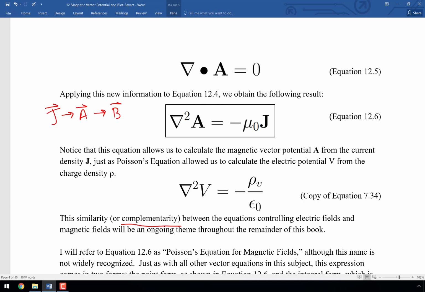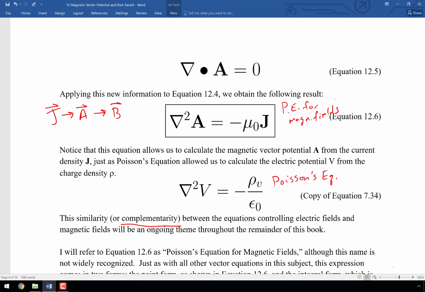So I'm going to refer to this equation 12.6 as, quote, "Poisson's equation for magnetic fields." Just as we have Poisson's equation here, and we don't specify that it's Poisson's equation for electric fields, it's just Poisson's equation because it was the first one that was derived. Up here we have the Poisson's equation for magnetic fields. And so we now have an equation that we can use to go from current density to calculating the magnetic vector potential.